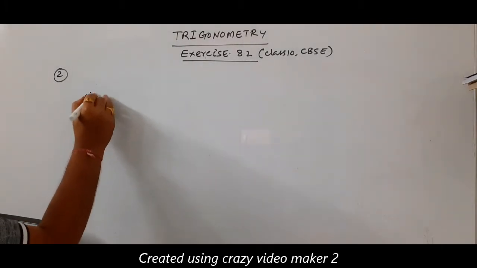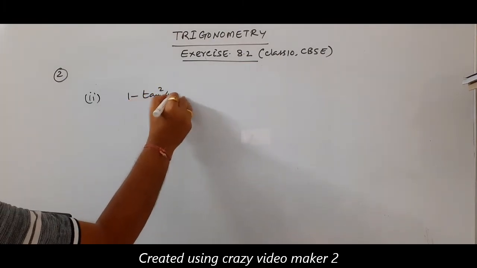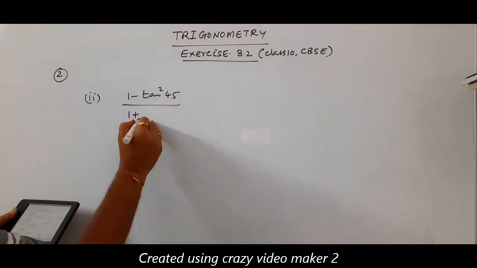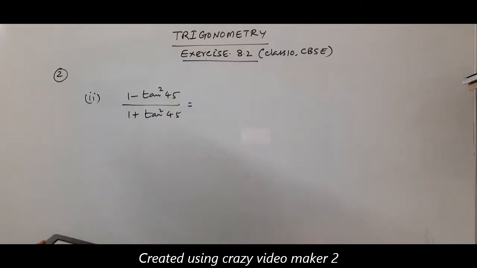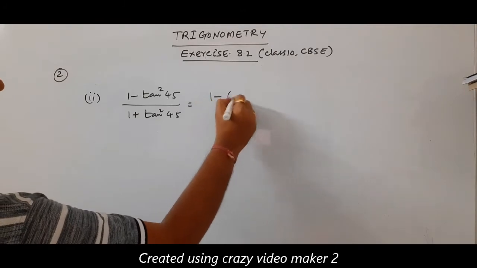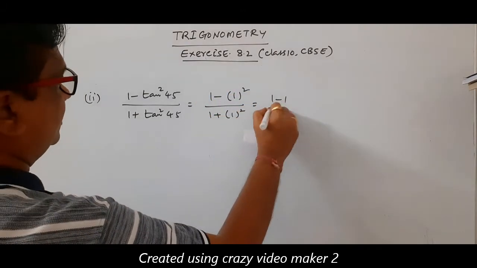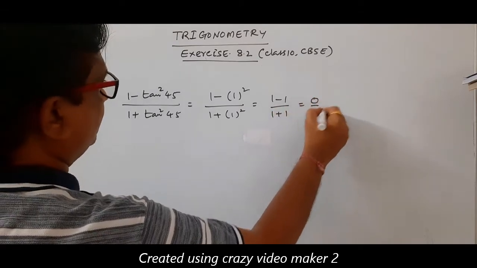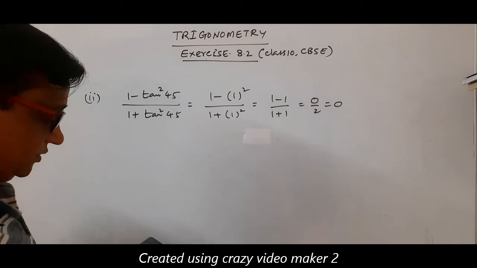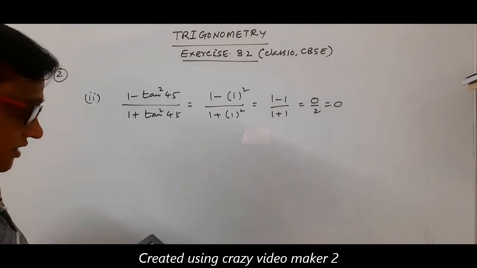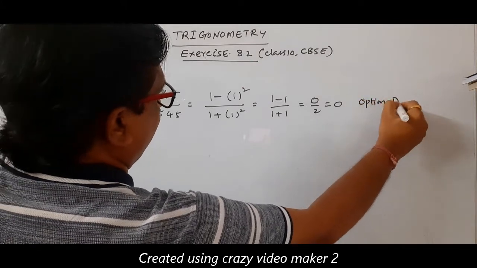Second question is like this. 1 minus tan square 45 by 1 plus tan square 45. So already you know that tan 45 is 1, so 1 square by 1 plus 1 square. That is 1 minus 1 by 1 plus 1. That is 0 by 2. That is 0. So tan 90 is infinity, 1 is there, sin 45 is there. So option is D.